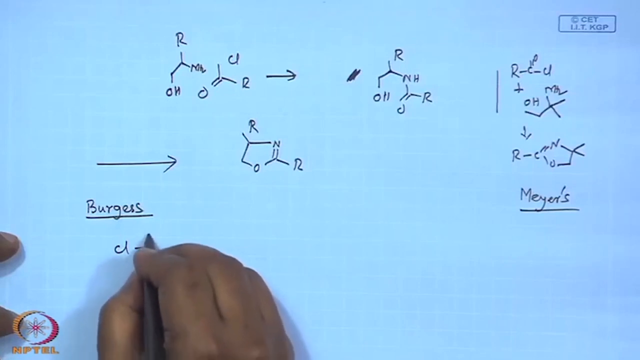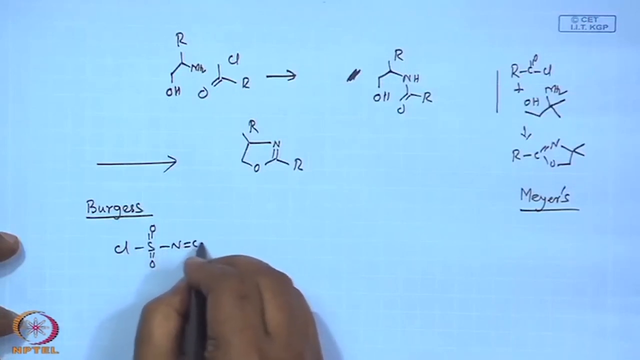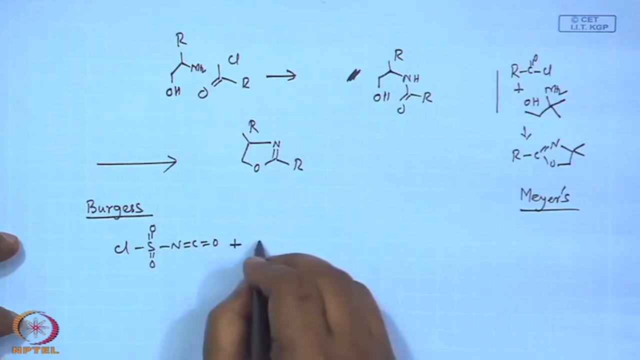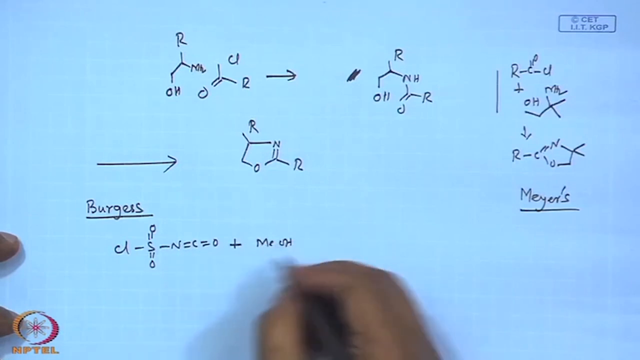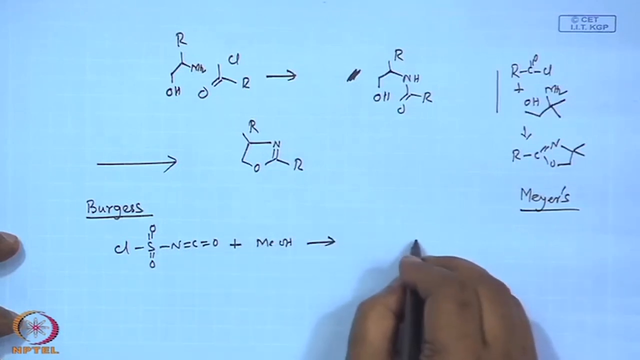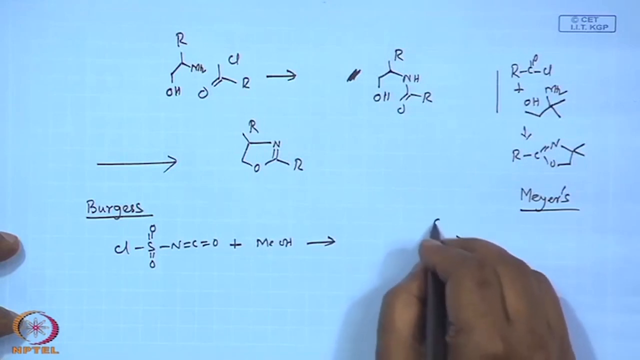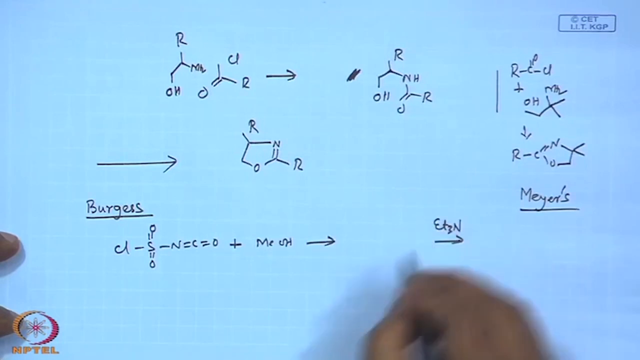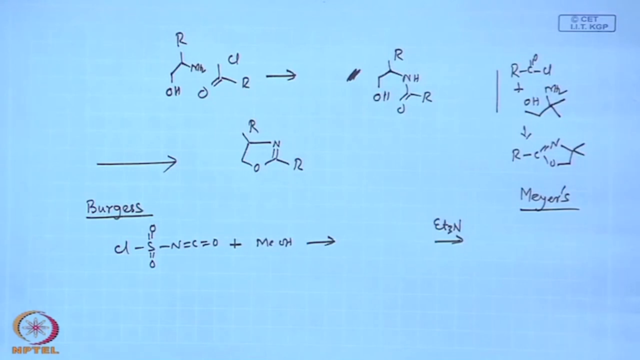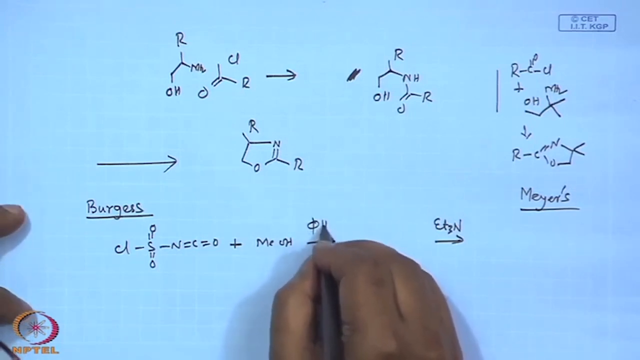It is nothing but a mixture of chlorosulfonyl isocyanate, I think I will write this, chlorosulfonyl isocyanate plus methanol, okay, and then one more step you get this solid. A nice light crystalline solid. It is nothing but a dehydrating agent. And what are the reactions? And the solvent of course is benzene.